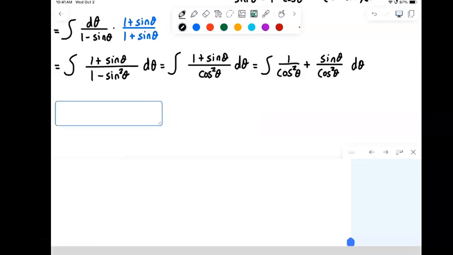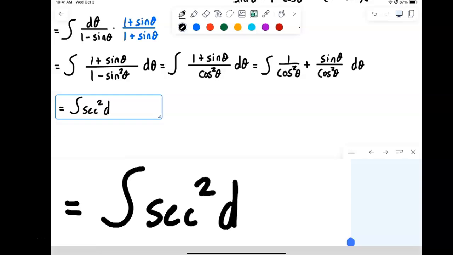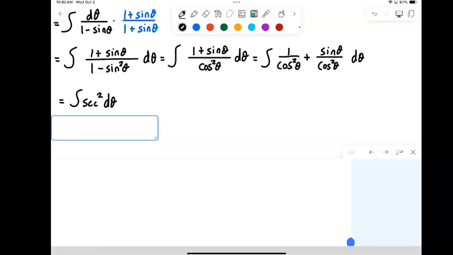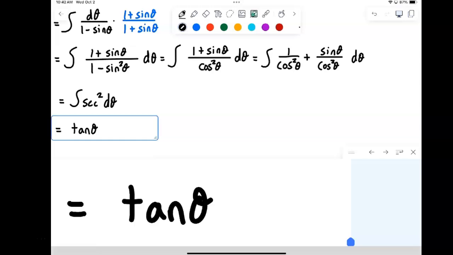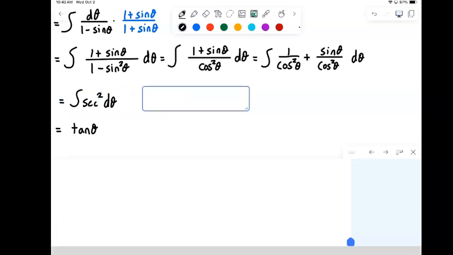So first of all, the integral of 1 over cosine squared is just the integral of secant squared d theta. That one's pretty straightforward. Secant squared is the derivative of tangent, so the integral of secant squared is just the tangent, plus, then we have our second part.